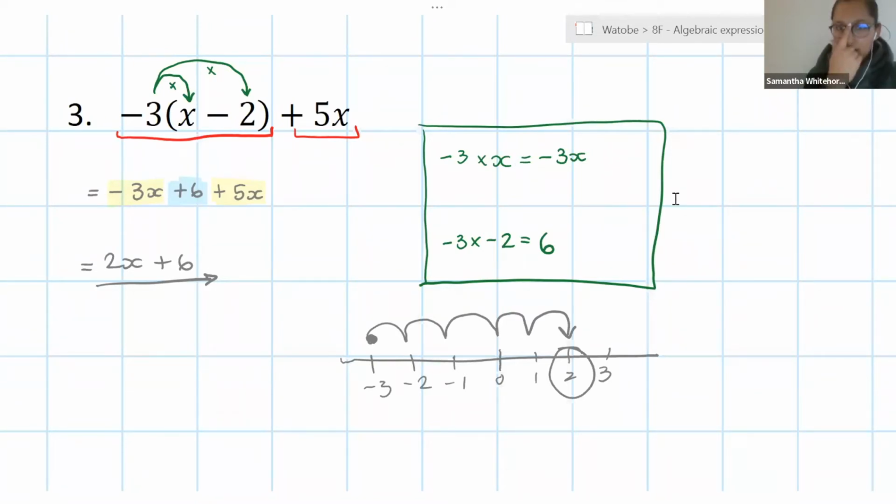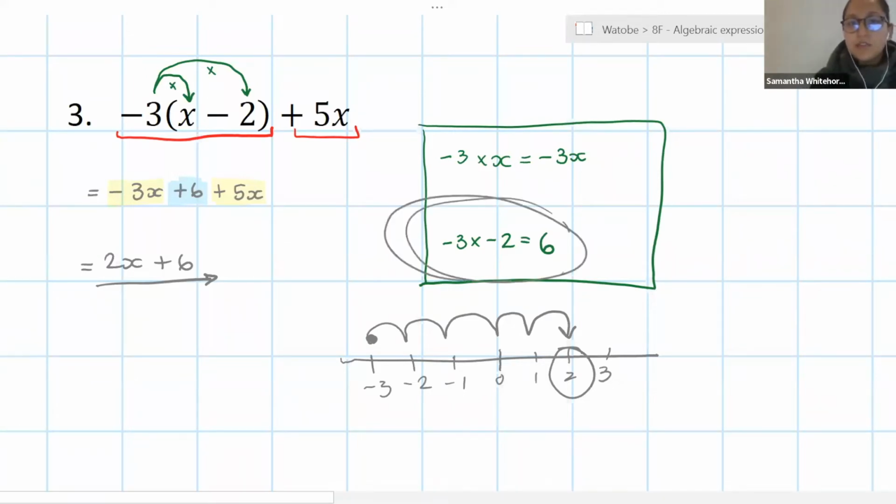Okay. The 6 just came from the original question. I couldn't do anything with it. It came from when I multiplied the -3 and the -2. So it came from the distribution with my bracket. So when I distributed the -3 into my bracket, it multiplied with the -2, and that's where I got +6 from. Okay.